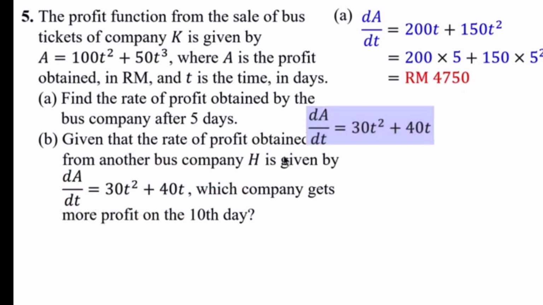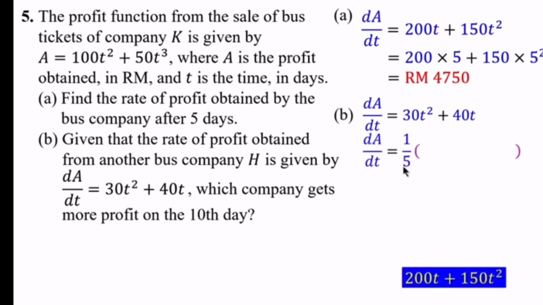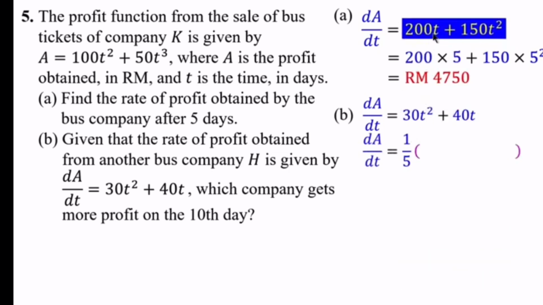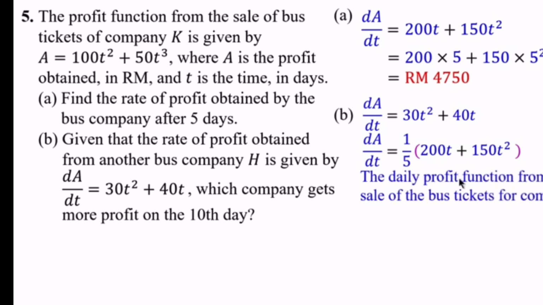Now for B, we have to start from dA/dt, which is 30t squared plus 40t. And if you notice, that dA/dt is actually 1 over 5 times the dA/dt just now, right? So it's 1 over 5 times 200t plus 150t squared. So if I am going to integrate this, I will get the A, right? So the daily profit function, which is A, of the ticket for the bus is for company H, another company.